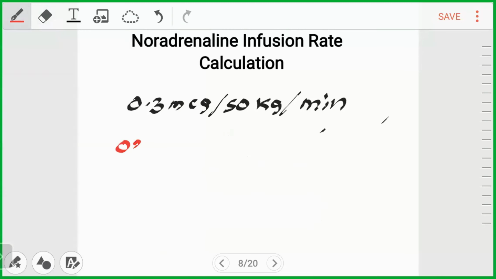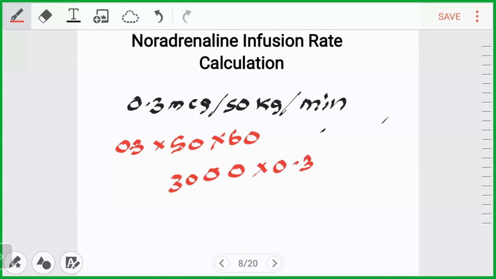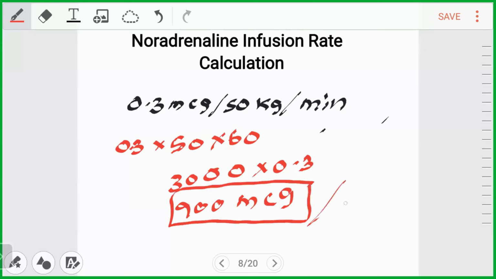Right, 0.3, then multiply by 50 and the 60. That gives 900 microgram, right? Is it correct? Yes, 900 microgram should be administered in an hour, right?